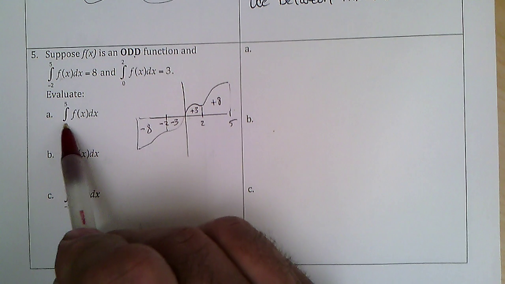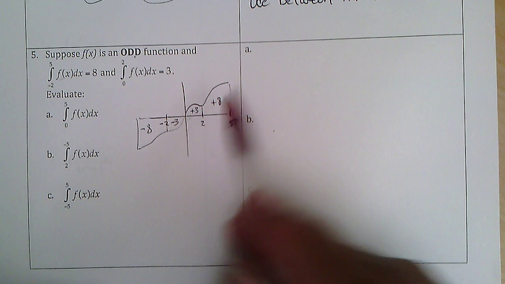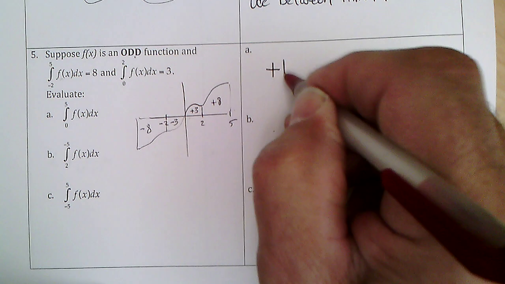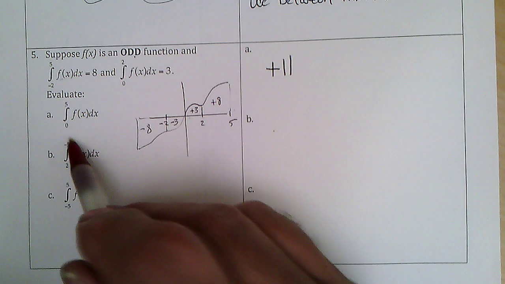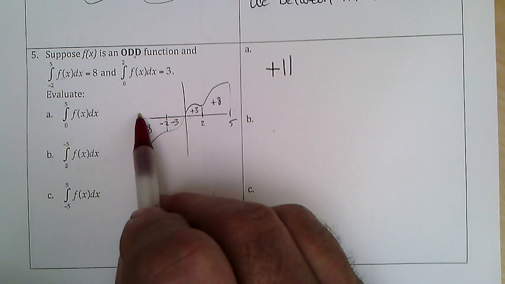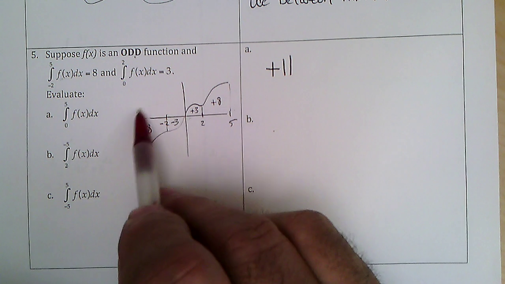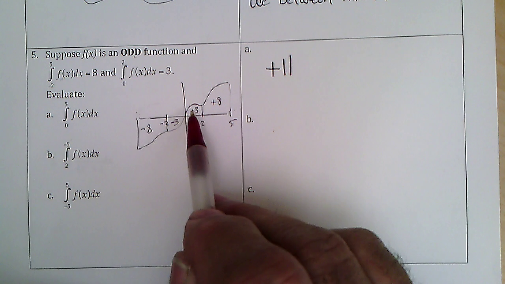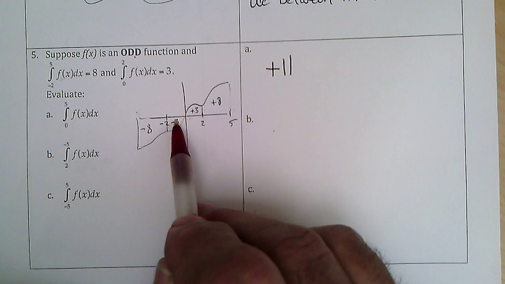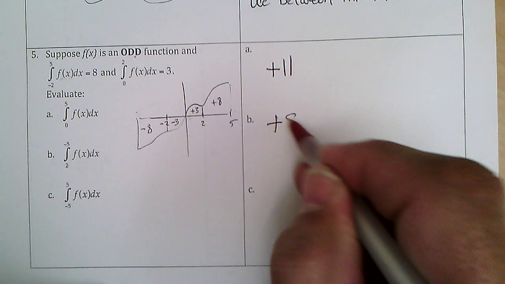Okay, so how much is there between 0 and 5? From 0 to 5, we got plus 3 plus 8 is plus 11. How much between 2 and negative 5? 2 to negative, oh, that's backwards. So everything gets switched. So if I'm going from 2 to negative 5, that would be negative 3 plus 8. That would be a total of plus 8.